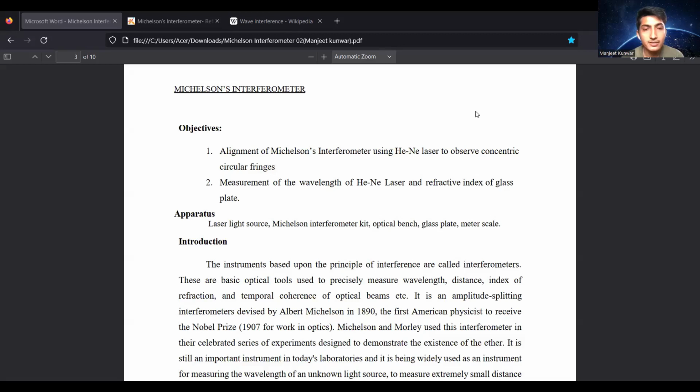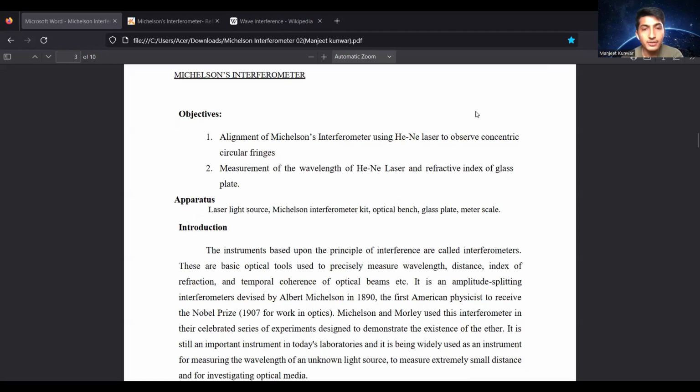Brief introduction and history of Michelson interferometer. Introduction. The instruments based on the principle of interference are called interferometers. They are basic optical tools used to precisely measure wavelength, distance, index of refraction, and temporal coherence of optical beams, etc. It is an amplitude splitting interferometer devised by Albert Michelson in 1890, the first American physicist to receive the Nobel Prize for his work in optics.